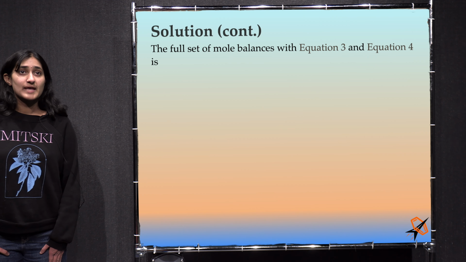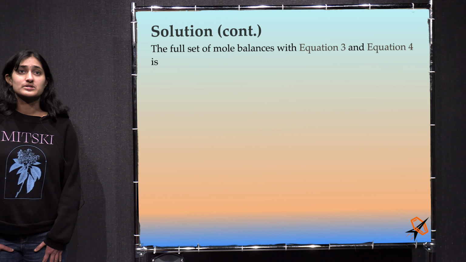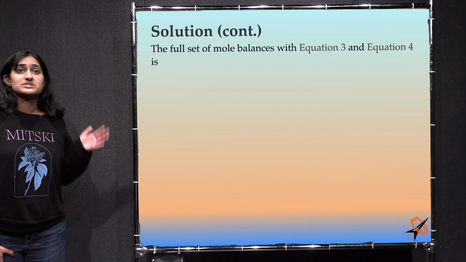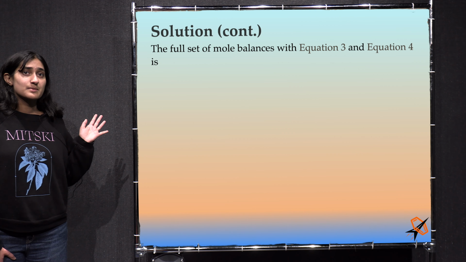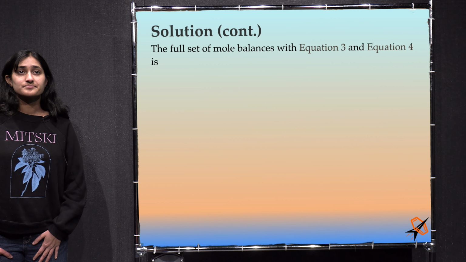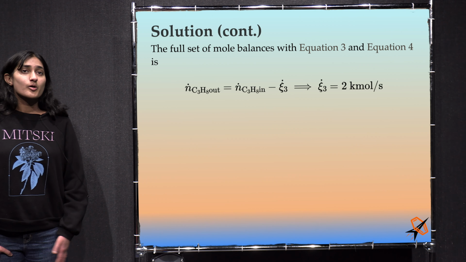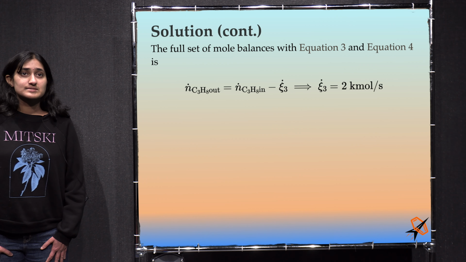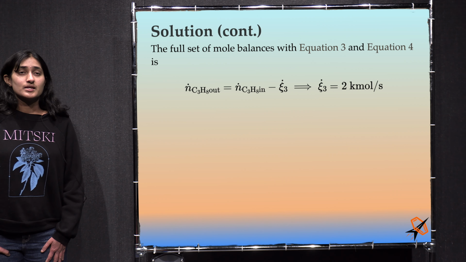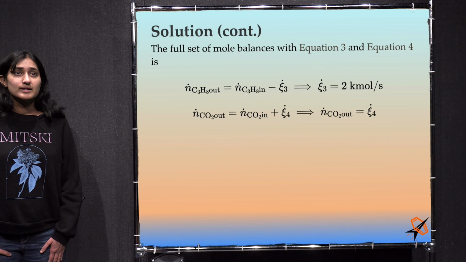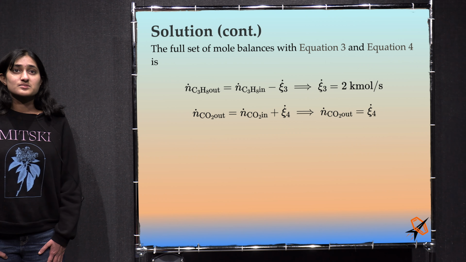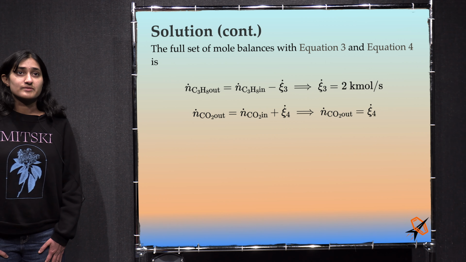We will solve the problem again using equations 3 and 4 instead of equations 1 and 2. The set of equations is different, but we should end up with the same results for the flows and compositions. Again, starting with the mole balance equations for multiple reactions, we have the propane out equals the propane in minus extent 3, and that gives us extent 3 is 2 kilomoles per second. The CO2 out is equal to the CO2 in plus extent 4. That gives us the moles of CO2 out is equal to extent 4.